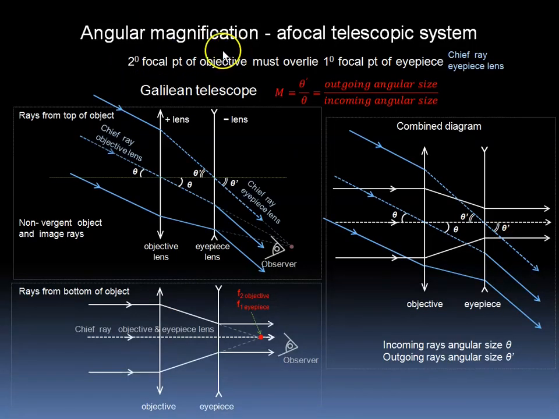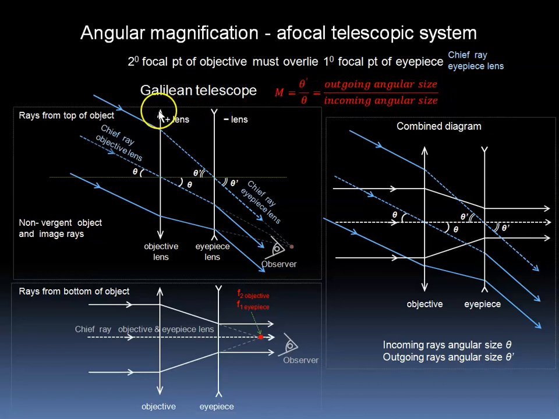Angular magnification can also be accomplished with an afocal telescopic system. Afocal because the incoming light from very far away is non-vergent, and the outgoing light will also be non-vergent, but the visual angle of the outgoing light will be different from the visual angle of the incoming light. The ratio of these visual angles is equal to the magnification, outgoing angular size divided by incoming angular size.